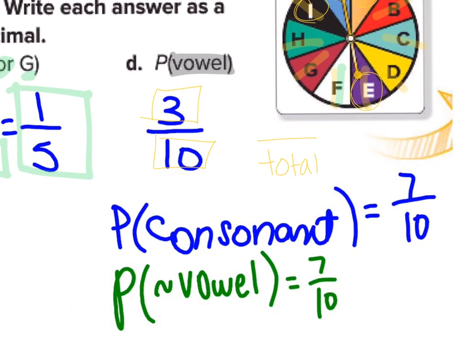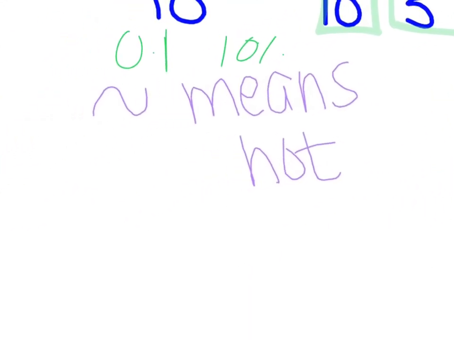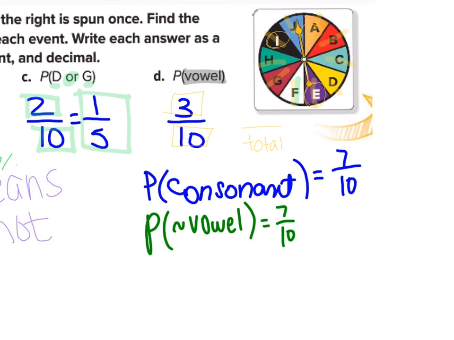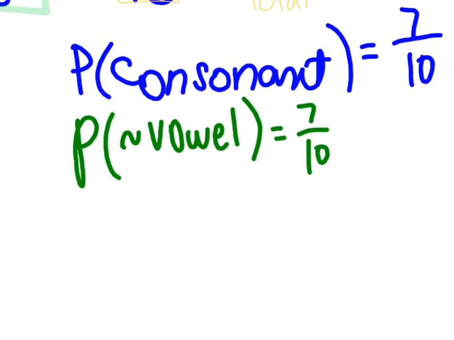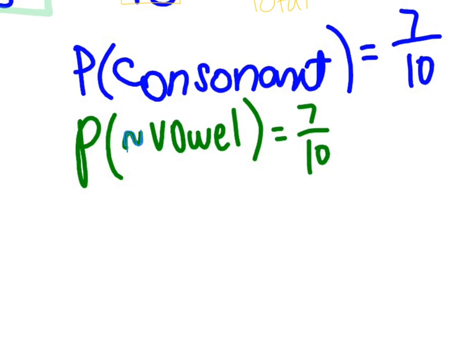Now, let's move on to this. It's saying that the squiggly line over here means not. So if for the last one they wanted a vowel, if for this one they want a consonant, then it would be not a vowel. That's basically what that means.